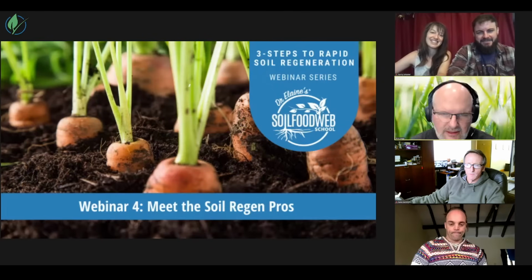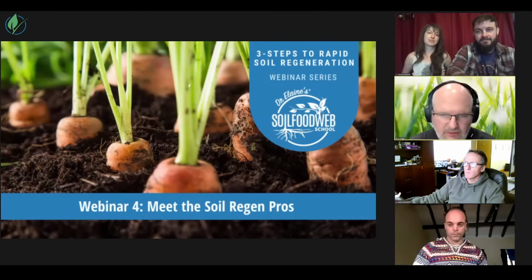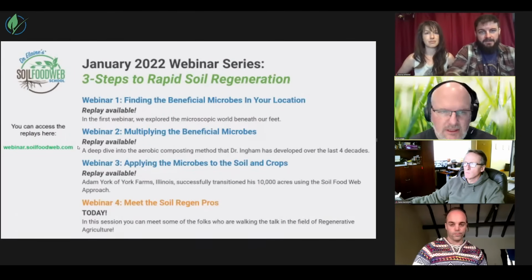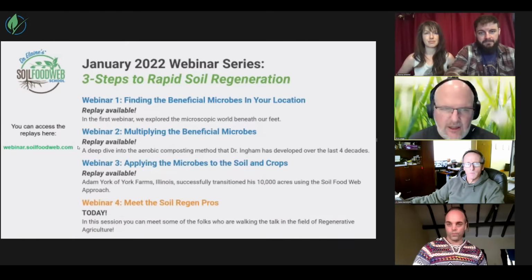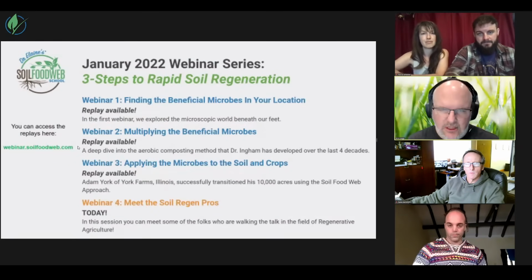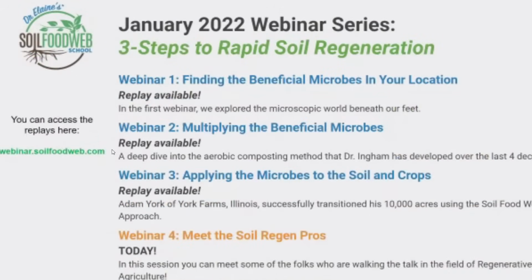All right. Well, we got a lot to cover today. So if we can go to the next slide. And just to talk about the 3 Steps to Rapid Soil Regeneration webinar series, we had webinar 1, which was finding the beneficial microbes in your location. This is where we went through and started talking about the different organisms that make up the soil food web. What is bacteria, what's fungi, protozoa, nematodes, what they look like, and so forth.